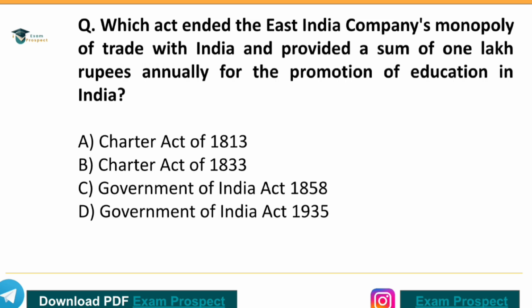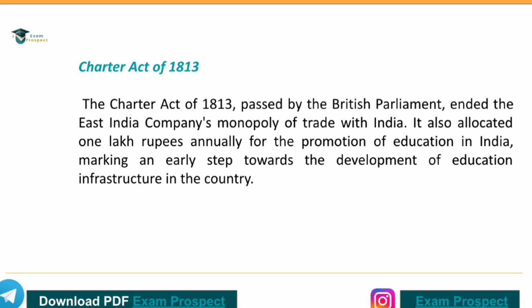Next question, which act ended the East India Company's monopoly of trade with India and provided a sum of 1 lakh rupees annually for the promotion of education in India? Correct answer, option A, Charter Act of 1813. The Charter Act of 1813, passed by the British Parliament, ended the East India Company's monopoly of trade with India. It also allocated 1 lakh rupees annually for the promotion of education in India, marking an early step towards the development of education infrastructure in the country.